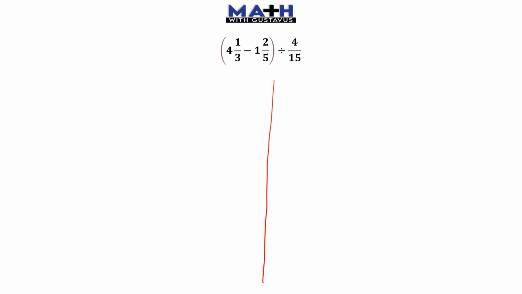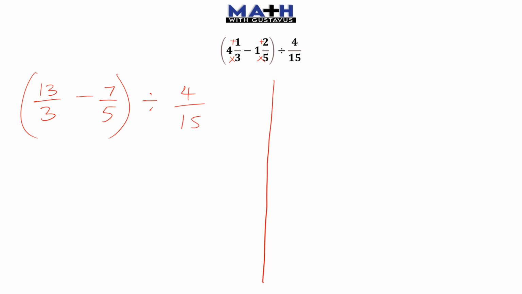So inside the parentheses, we have 4 times 3, which is 12. 12 plus 1, that's 13. So that's 13 over 3. Minus, let's convert right here, 5 times 1, which is 5, plus 2, that's 7 over 5. Then we're going to divide that by 4 over 15.